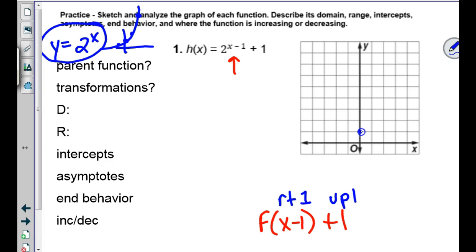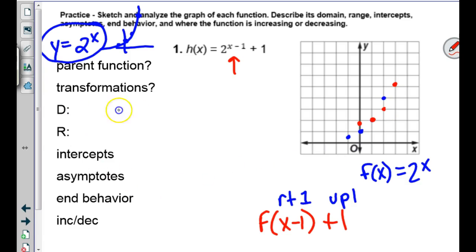All right, so the function would normally go through, I'm just going to do a little lightly dotted. The function f of x equals 2 to the x. You told me we go through 0, 1, 1, 2, 2, 4, and -1, 1/2. So it would look like that. But all of those points have been transformed how? Right 1 and up 1. So right 1, up 1, right 1, up 1, and so on for each point.